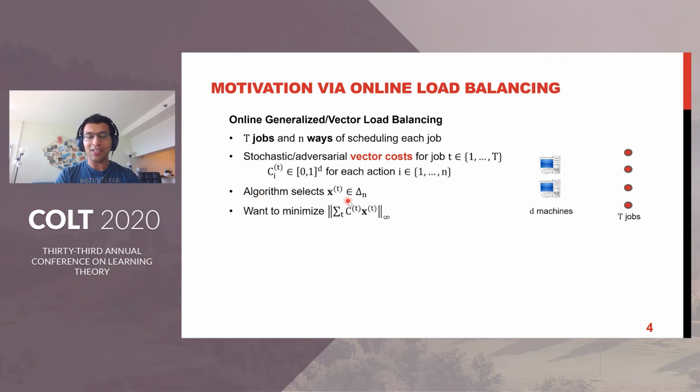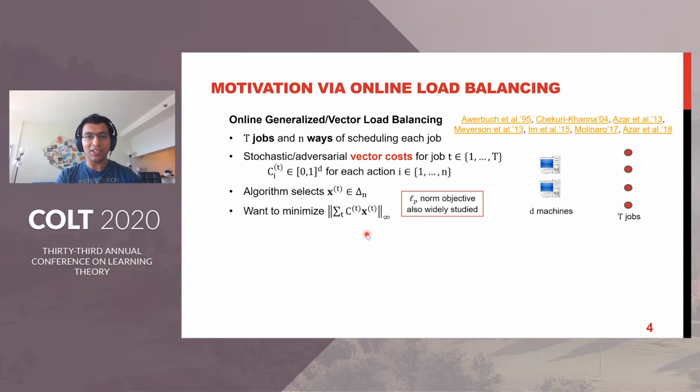And so the algorithm has to select an action. And what it wants to minimize is the L infinity norm. This is also popularly known as the makespan. So the maximum load of a machine is what you want to minimize. And this problem has a very long history, and even Lp norm variants of this problem have a very long history. Many people have studied it. What's known from all these prior works is that you can again get some log D competitive ratios or something for this problem.